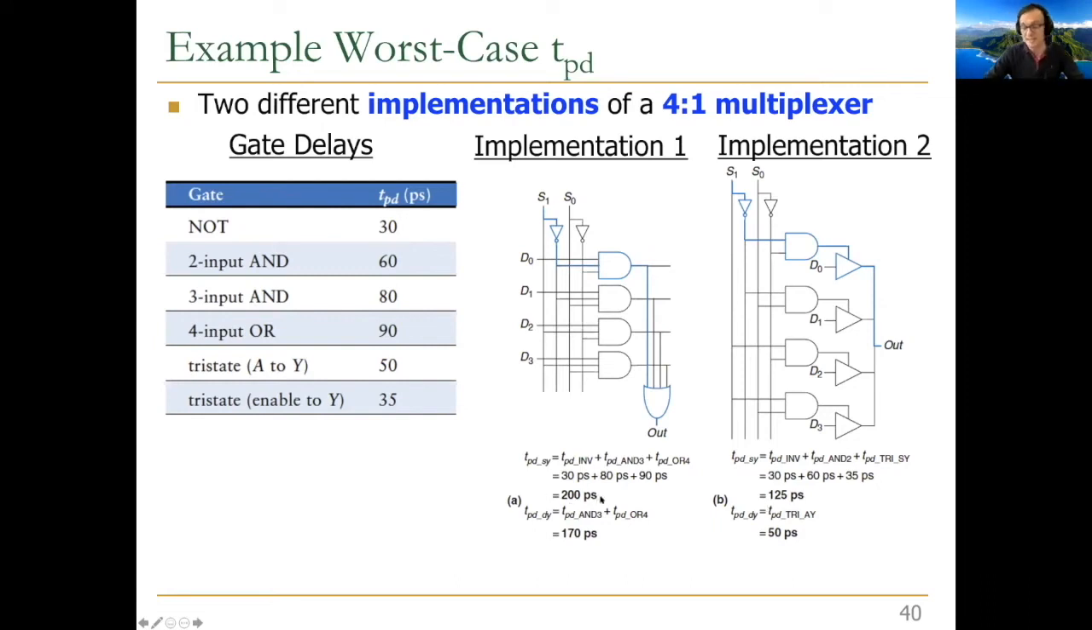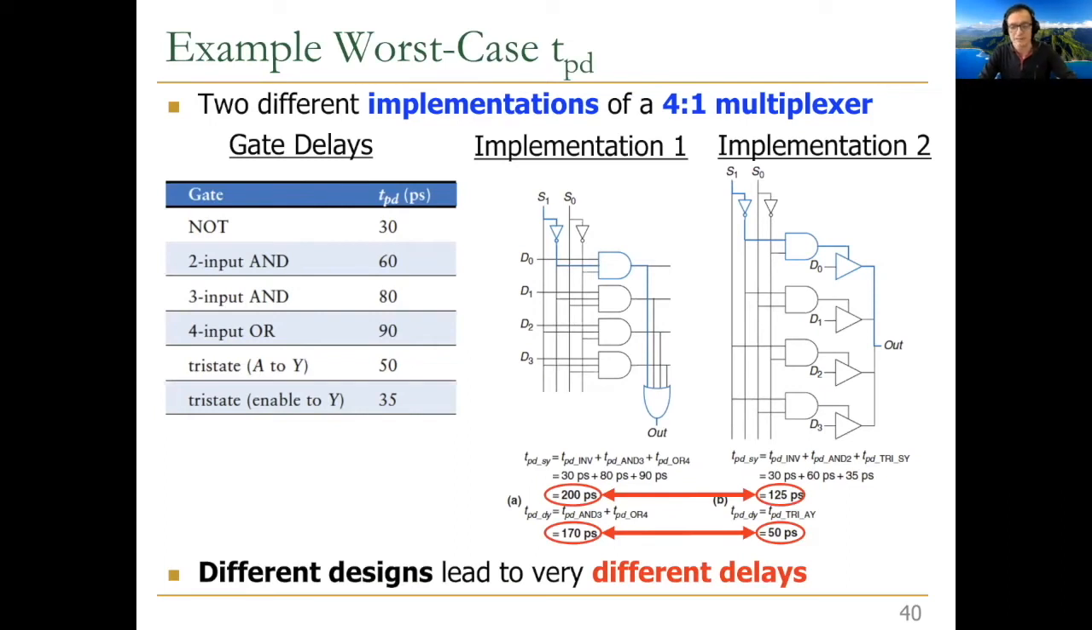Okay, so this clearly shows you that two different logic level implementations of the same functional circuit, same Boolean equation, let's say, gives you completely different delays. Okay, and we've already said that. And again, for the worst case delay, you need to take the worst case propagation delay, which is 200 picoseconds in this case and 125 picoseconds in this case.